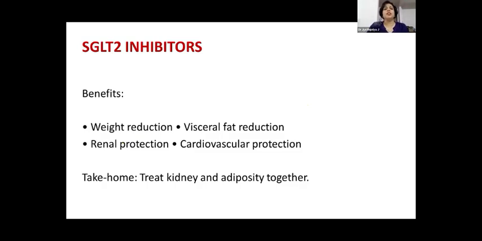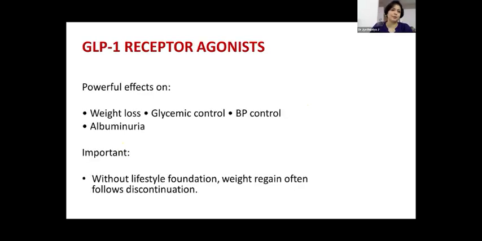Moving on to the drugs. We have a few wonder drugs in our armamentarium to tackle obesity. One is SGLT2 inhibitors. They help in weight reduction, and the advantage is they have a preferential visceral fat reduction ability. And also they have renal protection and cardiovascular protection. So we can treat kidney disease and adiposity together.